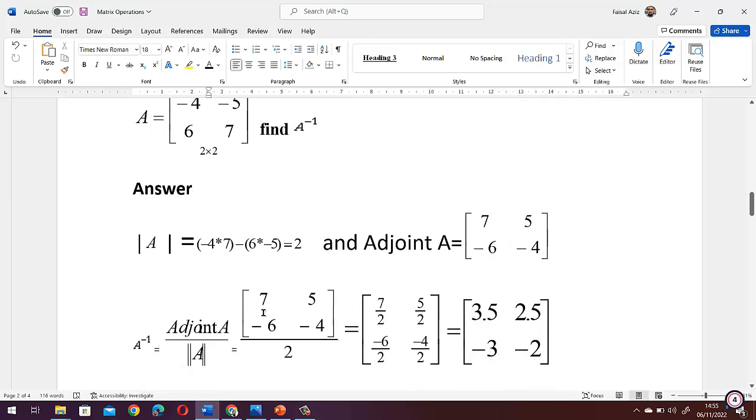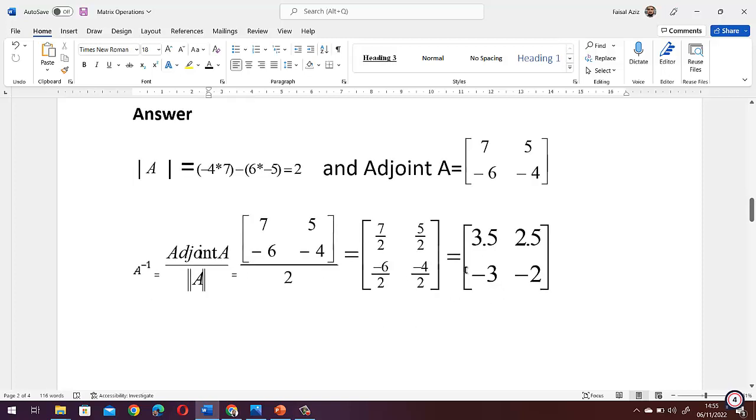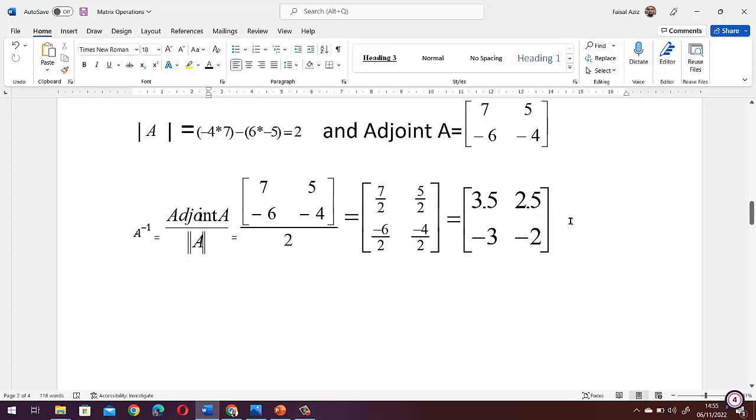So these values we will put in the formula, and this is the adjoint matrix, this one which I have put in the formula, and this is the determinant of a matrix. And since this 2 is dividing every single element of a matrix, I will divide all the elements of the matrix by 2, and this will be our final answer. So this is how we can get the inverse of a matrix.